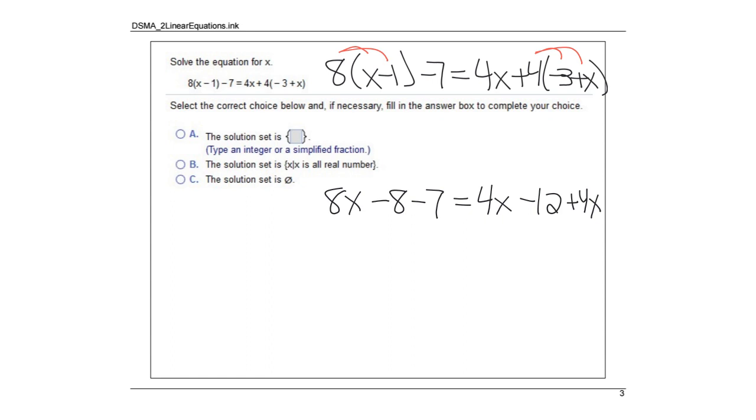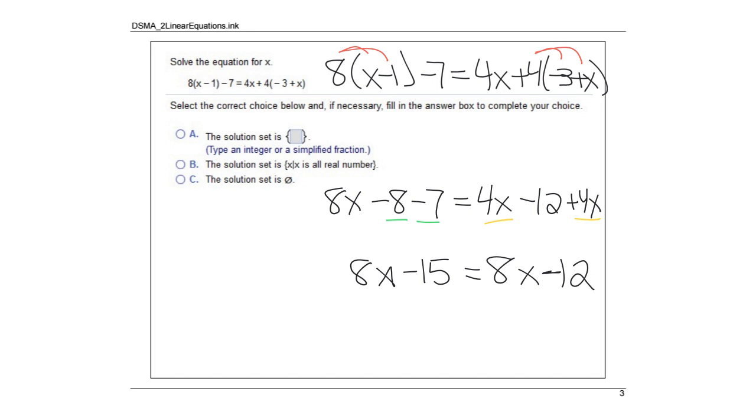So let's clean up both sides. Looks like on this side I can add the numbers together. On this side I can add the x's together. So that gives me 8x minus 15 equal 8x minus 12. So it almost looks like something's going on again, right? Again, you can do it either way. You can move the x's first, or you can move the constants first.